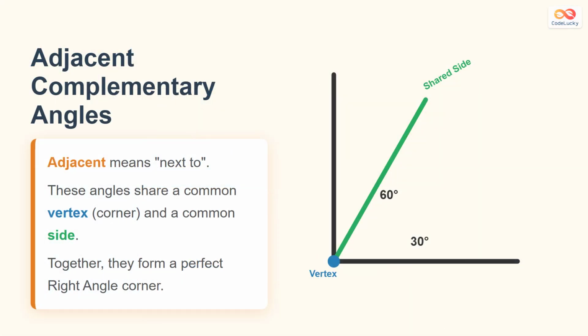Often, you will see these angles right next to each other. These are called adjacent complementary angles. They share a common vertex or corner point and a shared side. Together, they unite to form that perfect right angle shape.